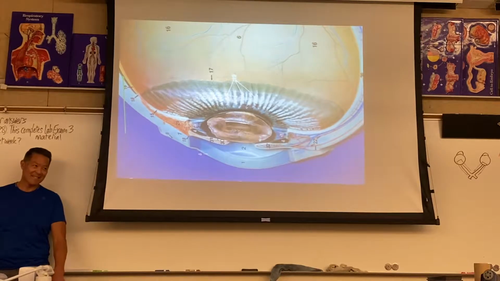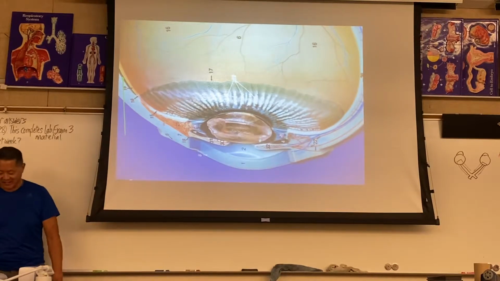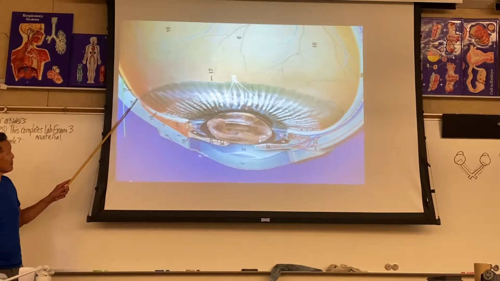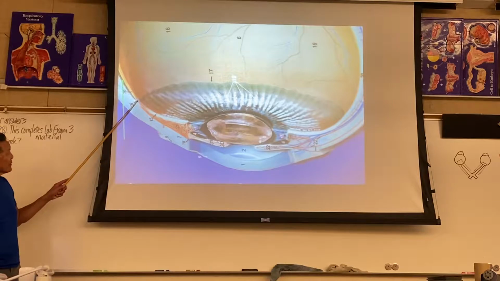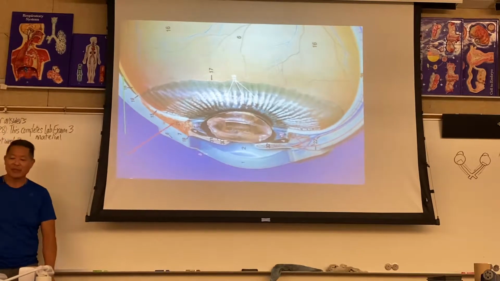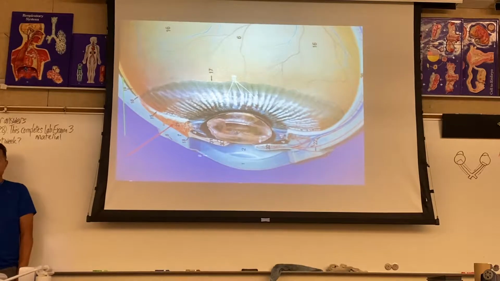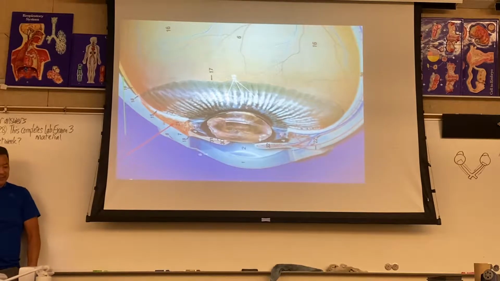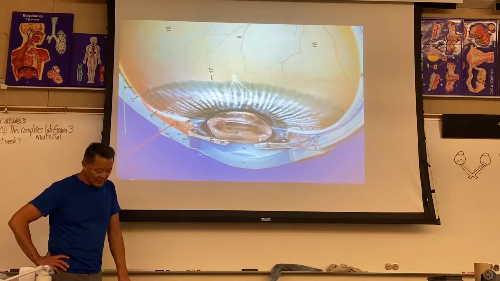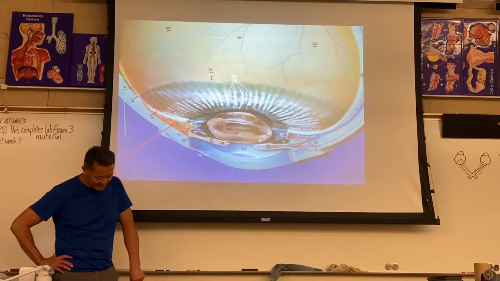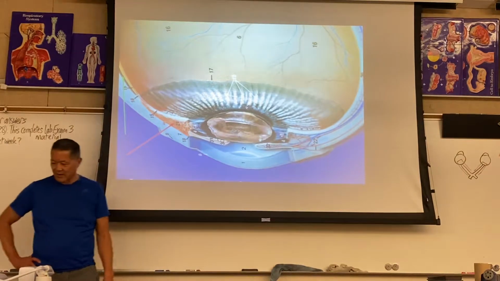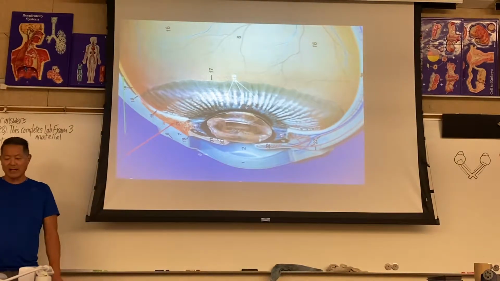Now let's go anterior to the ora serrata and see how complex it gets. Starting from here, all the way through here is the ciliary body. Ciliary body, 15. There's a ciliary muscle in it. There's a gland that makes aqueous humor. So 18 to 21, all of that, that's all ciliary body.